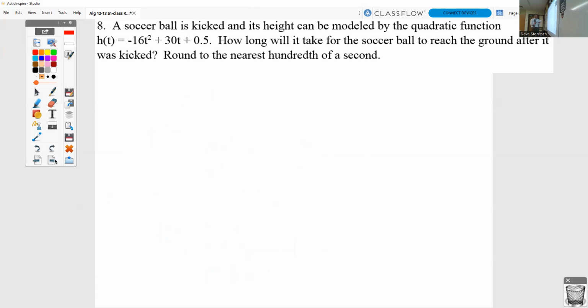In question number 8, a soccer ball is kicked and its height can be modeled by the equation that's right there. How long will it take for the soccer ball to reach the ground? Reaching the ground is setting it equal to 0. If it's landing on something that was like 5 feet tall, we'd say equals 5. But reaching the ground equals 0. Round your answer to the nearest hundredth. That is 2 decimal places. All right, be very careful there.